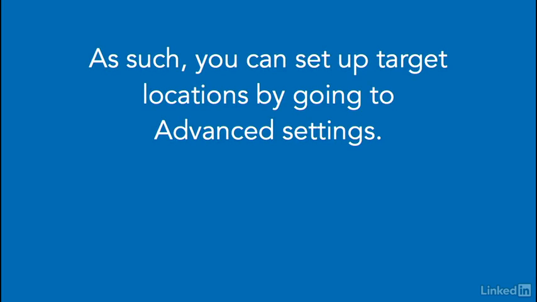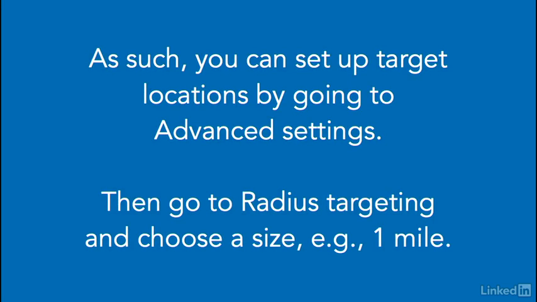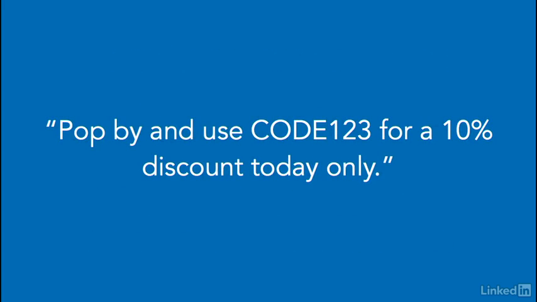As such, you can set up to target locations by going to the advanced settings. We just had a look at this. So you go in and choose a radius, for instance, of 1 mile. Once you have created this, you may want to look at how you could have different bid adjustments based on the proximity to the store, or look at having different ads with different calls to action for each one. For instance, pop by and quote code 123 for a 10% discount today only. Have a think about your own business. How could you use this technique?